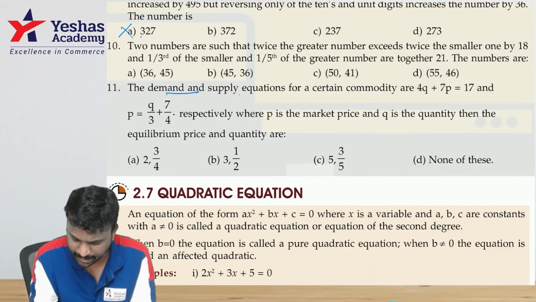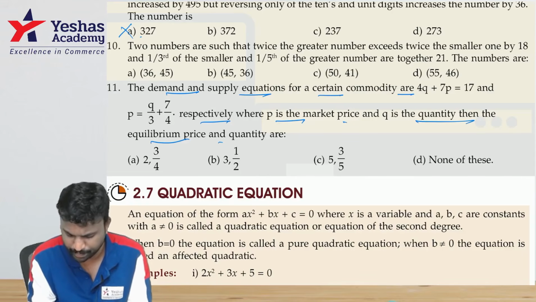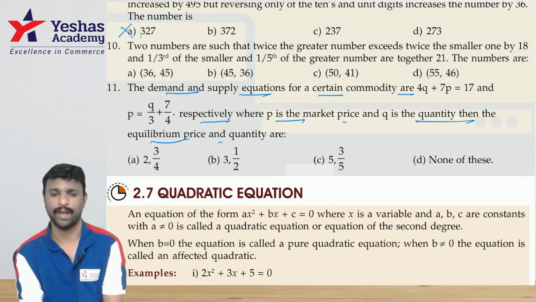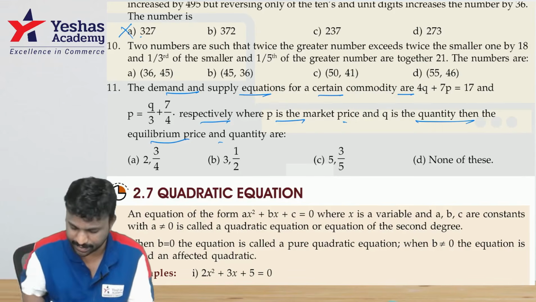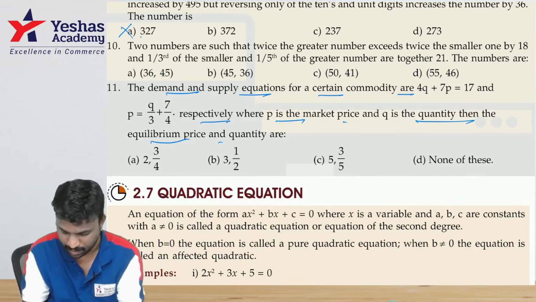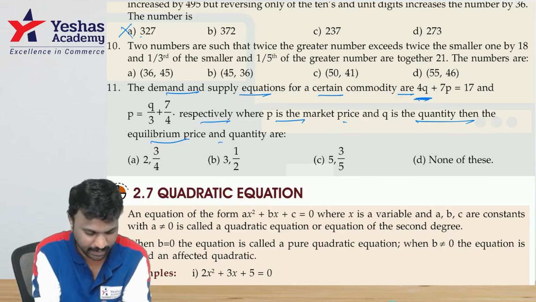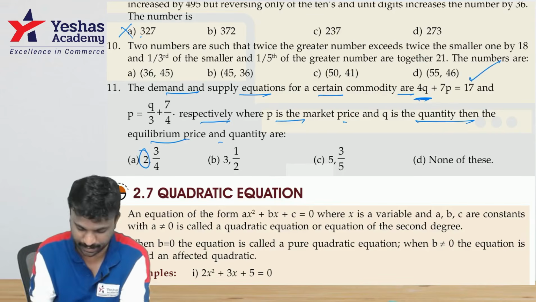The demand and supply equations for a certain commodity are given respectively, where P is the market price and Q is the quantity, then find the equilibrium price and the quantity. Guys, P and Q values you have to plug in. Where are they? In the options. So whichever option satisfies, that's the right answer. Guys, let me take the calculator. First equation has got 4 into Q. Q is 3 divided by 4, plus 7 into P. P value is 2. Plus, it is 17. The first equation gets satisfied.